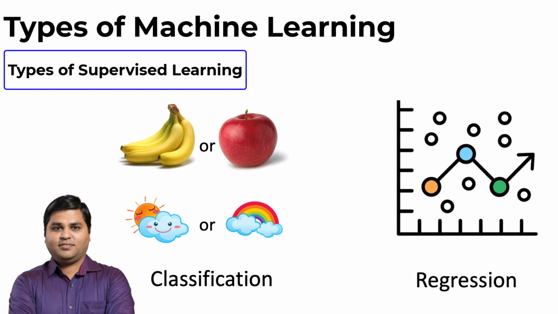When we want to predict a category, like whether something is an apple or banana, it is called a classification problem. When we want to predict a real value, like how much something weighs or how much money we need, it is called a regression problem.